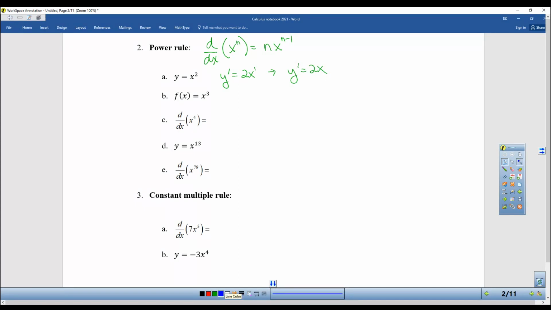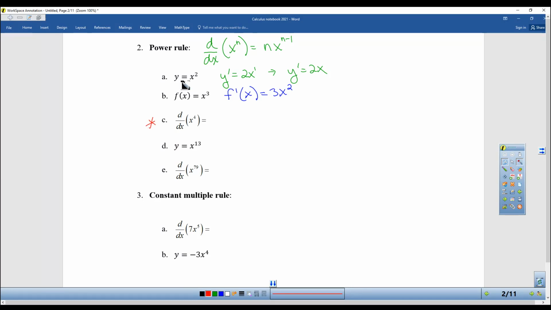Different notation. F of x, I reply with f prime of x. Try and keep the notation the same. 3x squared. I bring the 3 down, and now I have x to the second. This is so much easier than using limits, right? Okay, here's the hard one.